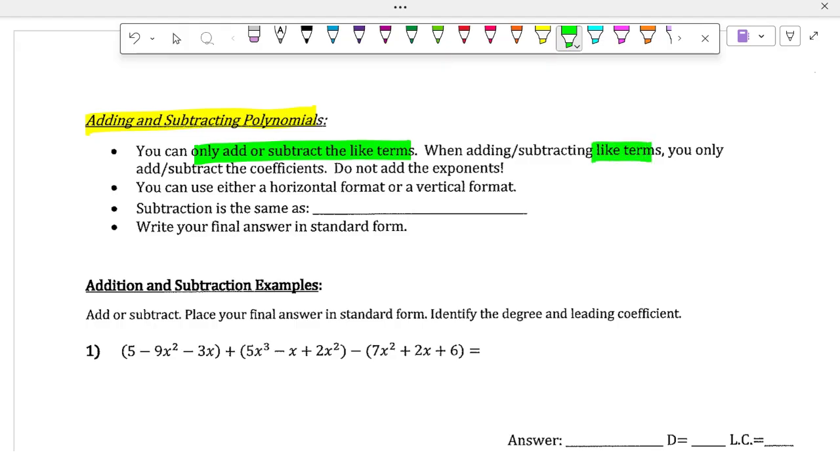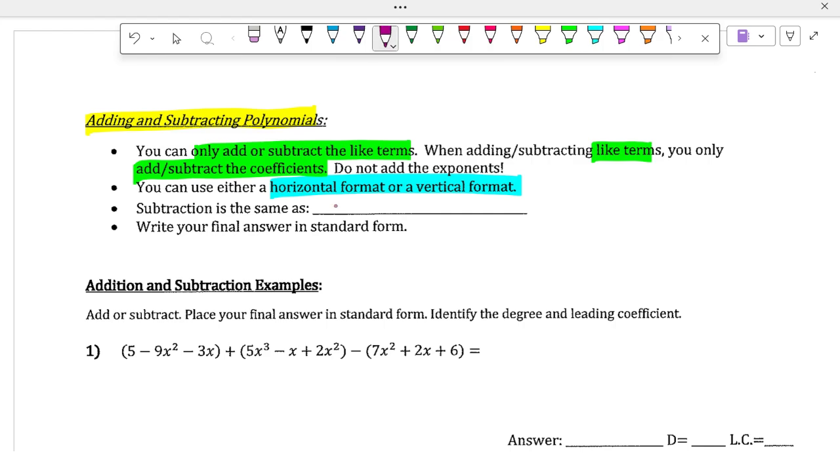So, when we add and subtract polynomials, it's only about the like terms. So we add and subtract like terms. We only add and subtract the coefficients, all right? The variables stay the same. So I like to say you add the numbers and then slap the variable that's connected to them on at the end. All right? So again, don't add those exponents. Now, you can either use the horizontal format or the vertical format.